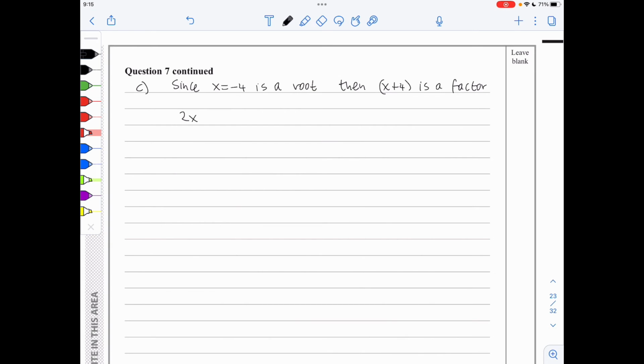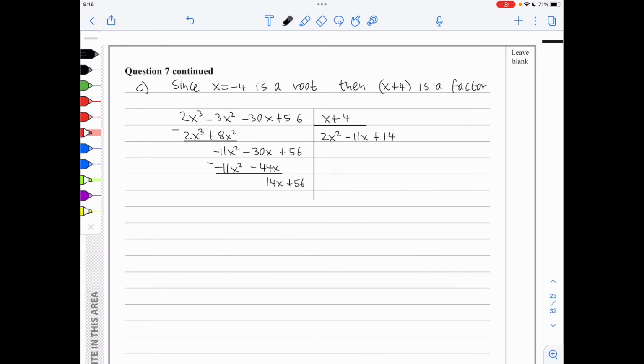So we have 2x cubed minus 3x squared minus 30x plus 56 divided by x plus 4. We wanted 2x squared here, so 2x cubed plus 8x squared. I deduct, and it's negative 11x squared minus 30x plus 56. We want the negative 11x, so minus 11x squared minus 44x. Again, we deduct. We get 14x plus 56, so we want a plus 14 here.